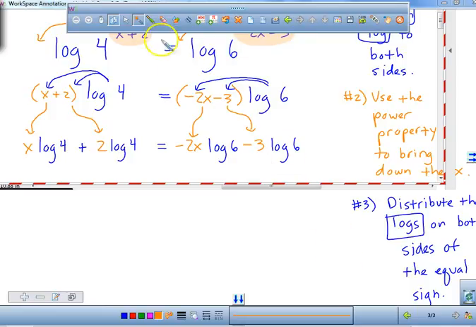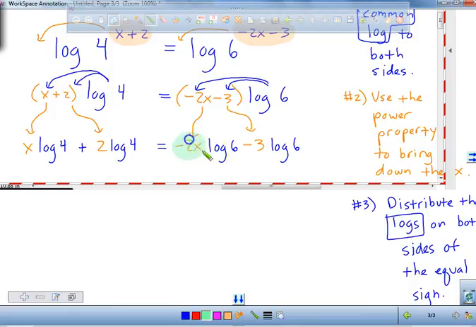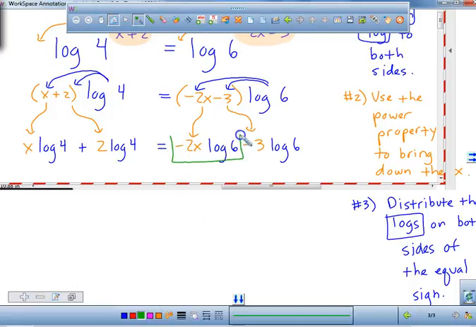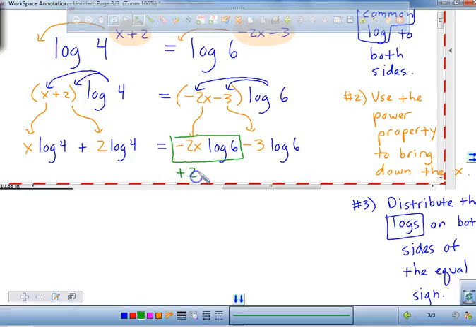Alright, so right now, remember, we are solving for x. So right here, I have a negative 2x with that, and I have a positive x over here. I need to get all of the x's to one side. The only thing that gets rid of this negative 2x times the log of 6 is to add 2x times the log of 6 to both sides. That's the only thing that zeroes this out. Whatever I do to one side, I must do to the other side.